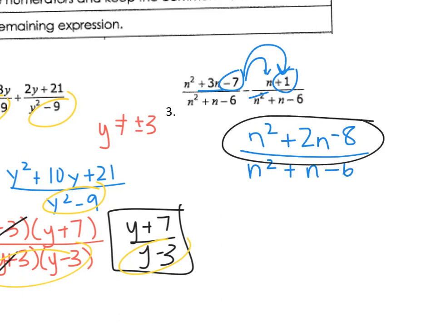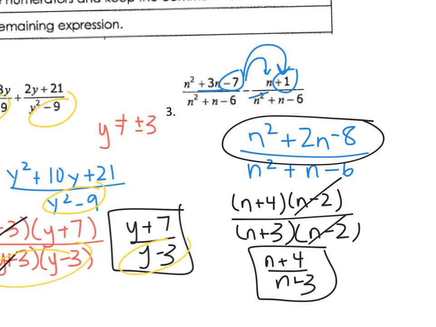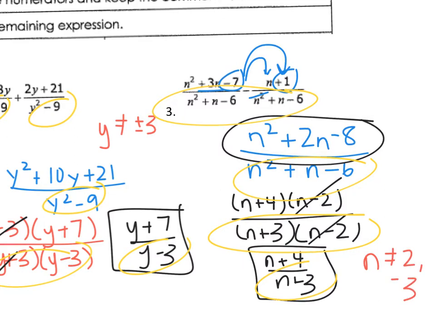So this top will factor out into n plus 4 times n minus 2 over n plus 3 times n minus 2. So the resulting answer will be n plus 4 over n plus 3. And then you have to look at your restrictions. So the restrictions are going to be n, look at your beginning, middle, and end. The restrictions are going to be n can't be 2 or negative 3.